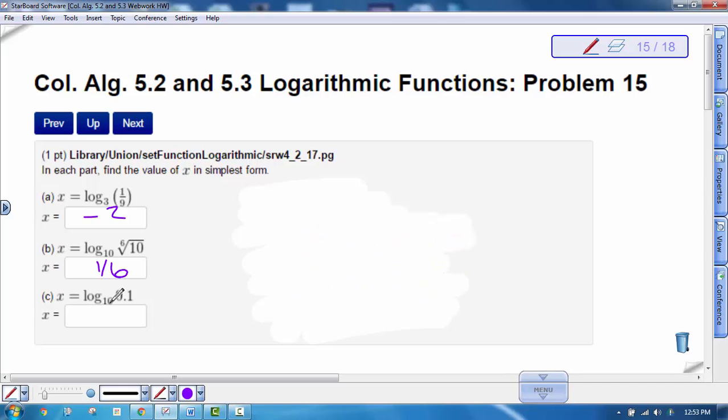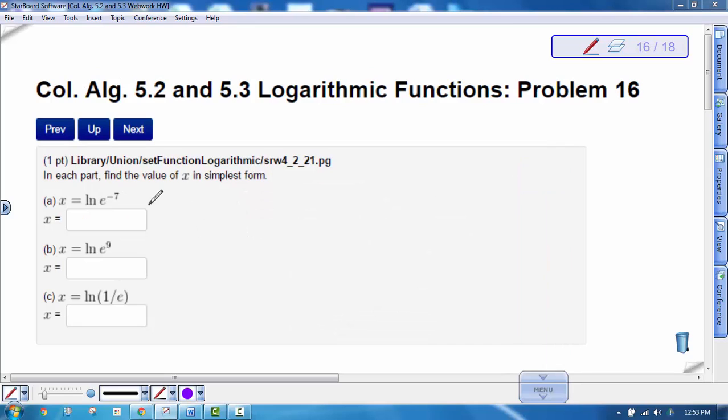Same thing for the next one. When you have base to the exponent equals the argument, you want to simplify, so you have 10 to the x equals 1/10. I'll make that 10 to the x equals 10 to the negative 1, so x equals negative 1. Next problem then, same thing, I'm going to do base, which is e, to the exponent, which is x, equals the argument, which is e to the negative 7. You do that, this is negative 7.